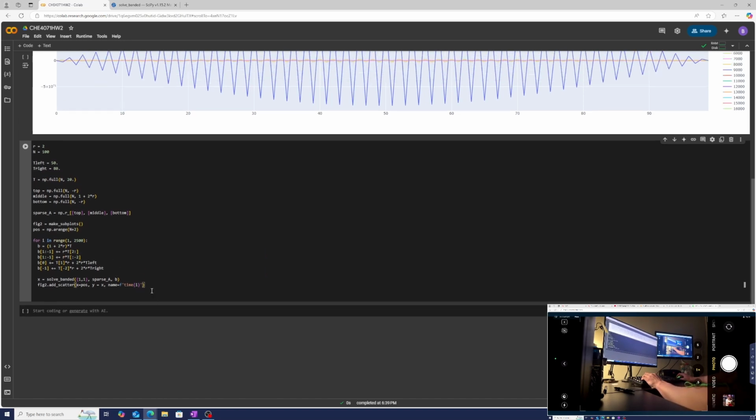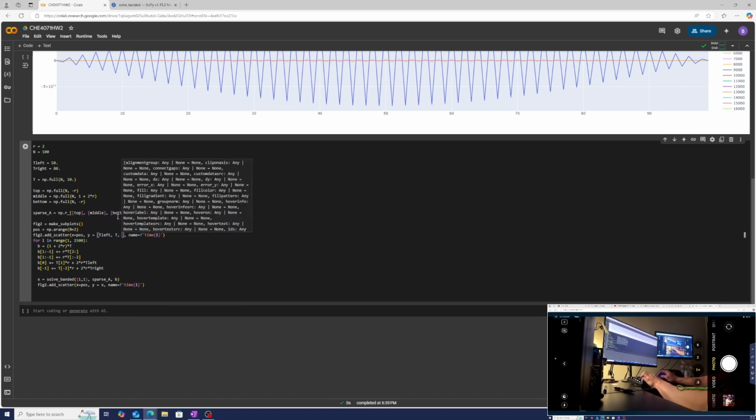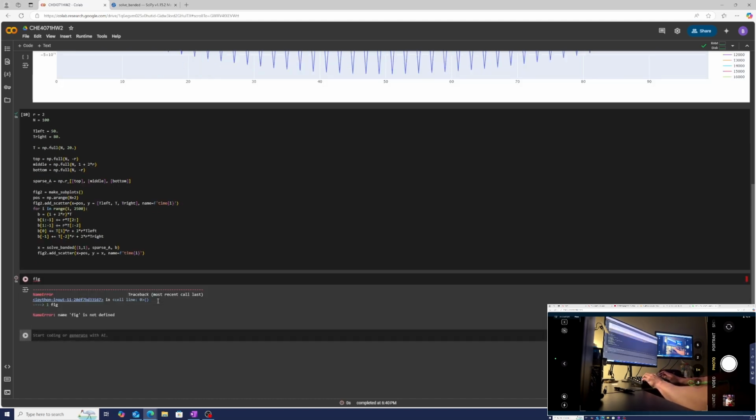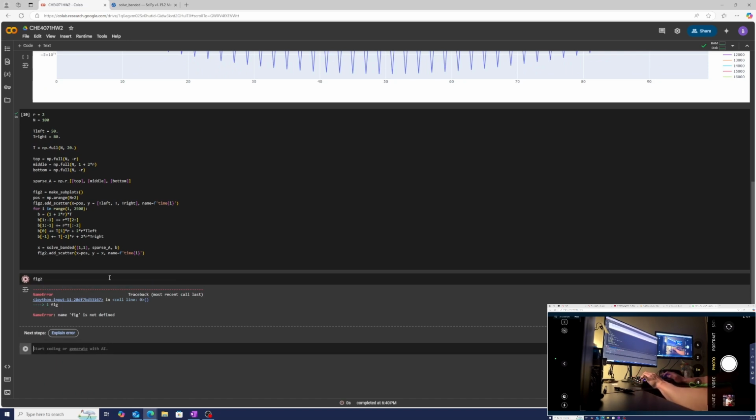And then one last thing we need to do is add in this. So we have just one for our initial. So add scatter, x is our position. Our y for this will be, we need to create just one thing, which is our t left, then our t's, and then our t right. See if this does anything. And then we just need to see our figure, fig 2.